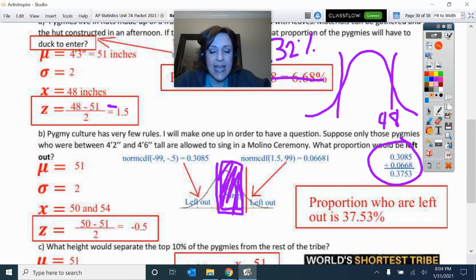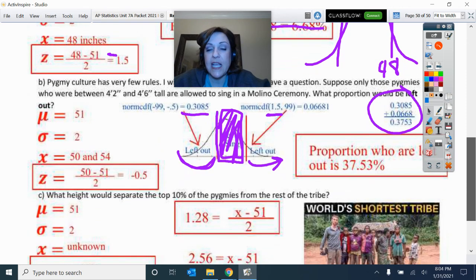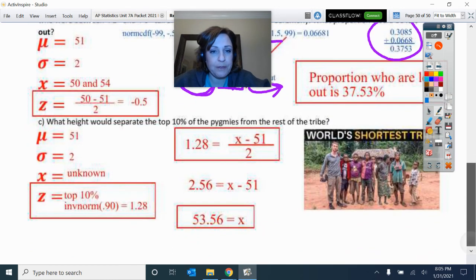So the left area is 50 minus 51, so that was negative 0.5. So that's 30.85% over here. You can see that. Then on the right-hand side, I guess I don't have my z-score showing. 54 minus, that's 3 over 2, so I could tell that was a z-score of 1.5. So 1.5 z-score and up, that was that 6.8%. So I totaled those together.